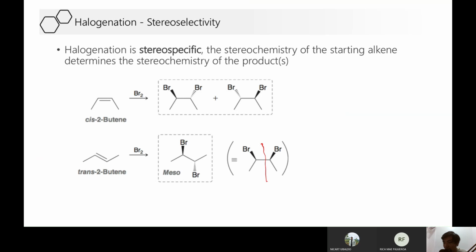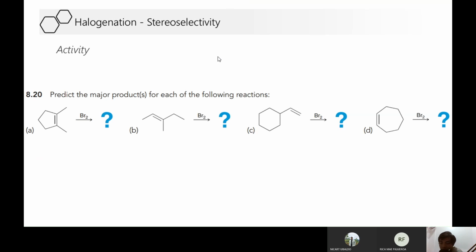Hindi pala tama yung term ko. That is true if the molecule is, tama pala, symmetrical. Nakalimutan ko lang yung term na symmetrical. Okay, so yan na. So kapag cis, you have two enantiomers. Kapag trans, pag symmetrical yan, then you will have your meso compound.